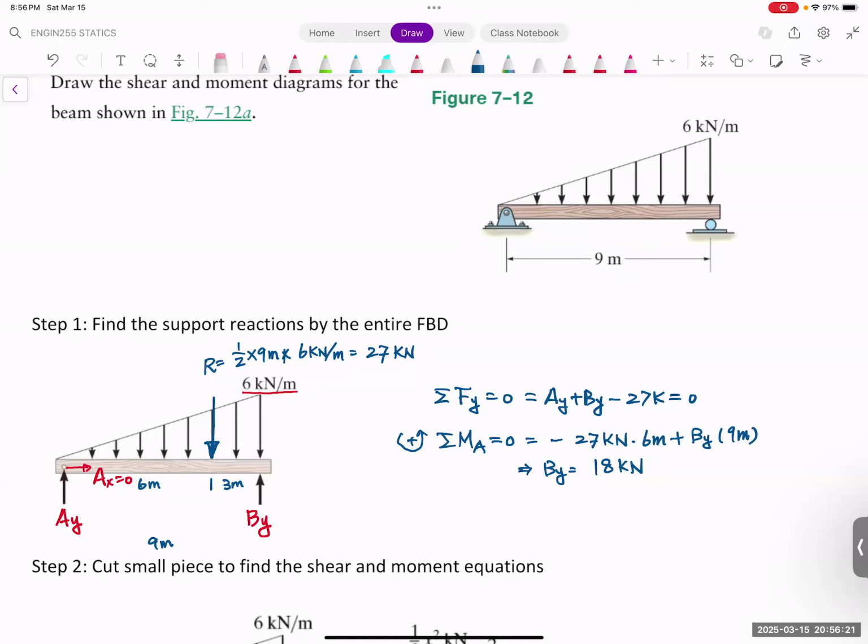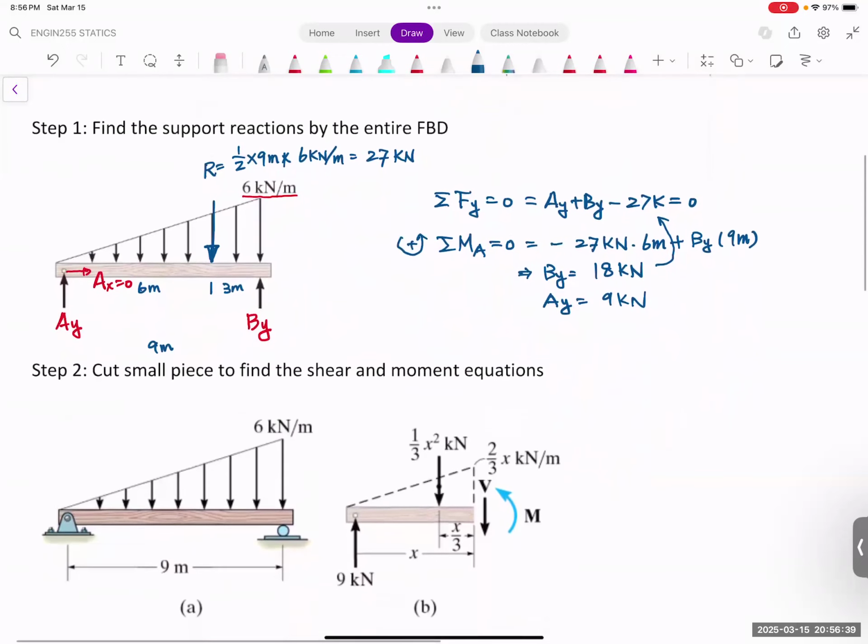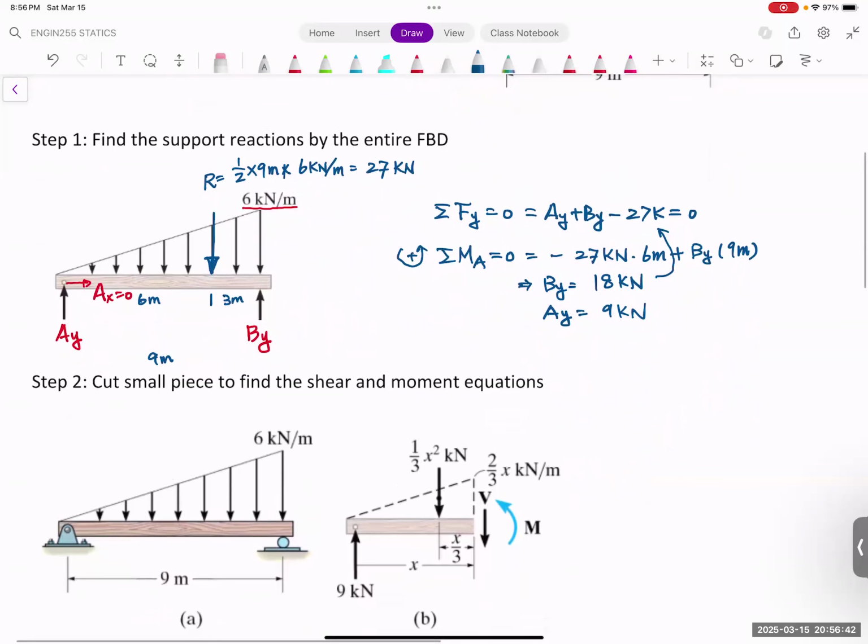And if this is 18, then you can find AY by plugging this back into this equation. That's 18, so I think this will be 9,000 Newton. All right, so we have these two. And then what we need to do is go to a smaller chunk. So now this one is 9,000, and this here is 18,000.